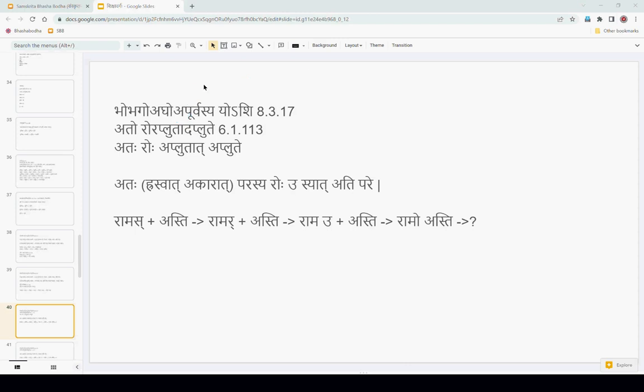Ataroraplutad aplute. In this sutra, atah at means rasva akara eva. Okay, rasva akara eva is considered. Only that is considered in this sutra. Roho iti shashti bhakti. Aplutat aplute means Panini is emphasizing this sutra applies only to apluta, though he is saying at here. Still he is saying apluta.